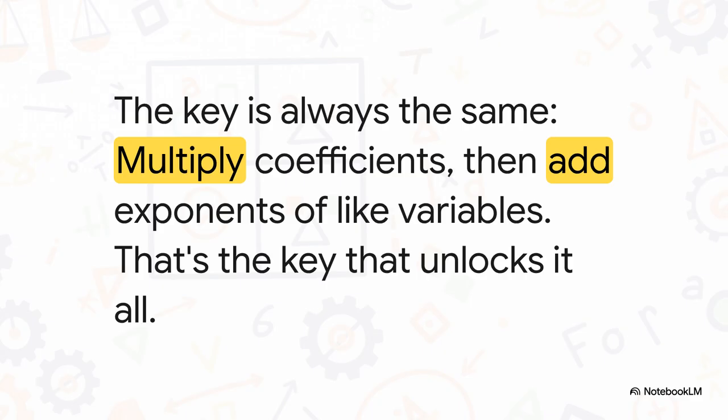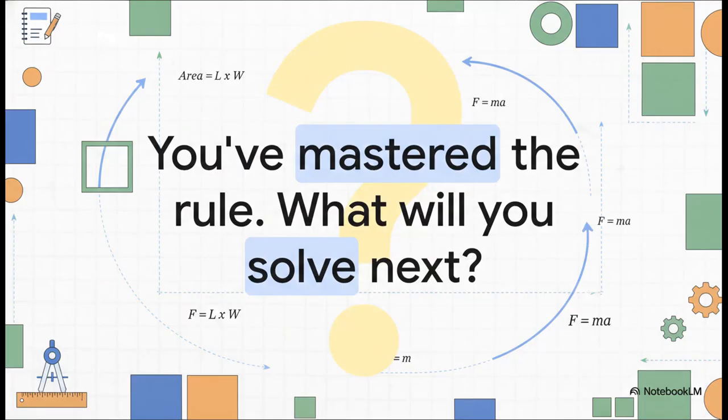And really, that's what I want you to walk away with. It doesn't matter if the problem looks super simple or crazy complicated. It doesn't matter if it's on a math test or part of a real-world project. The process is always the same. Multiply the numbers, add the exponents on the matching letters. That's the key. That's the secret that makes all of this work. It's such a simple little rule, but it's so powerful. It's the starting point for everything from designing a room in your house to launching a rocket into space. So now that you know the rule, now that you've got the key, what kind of problems are you going to unlock?